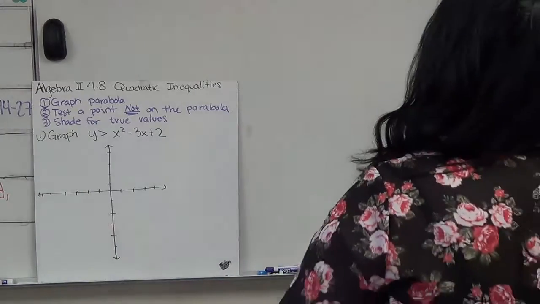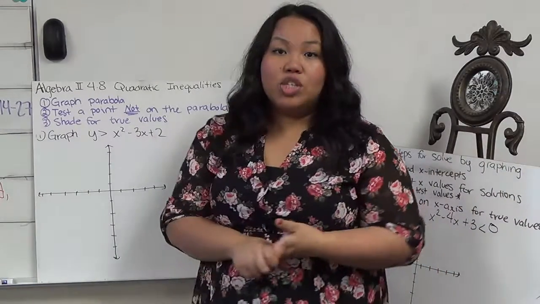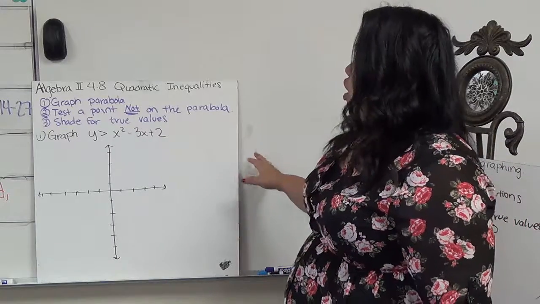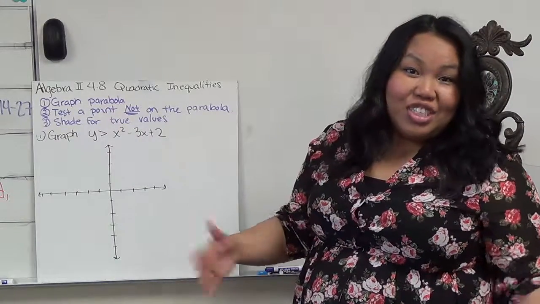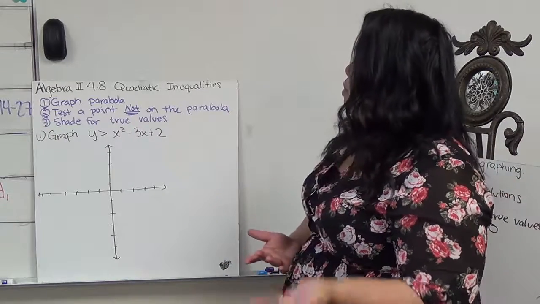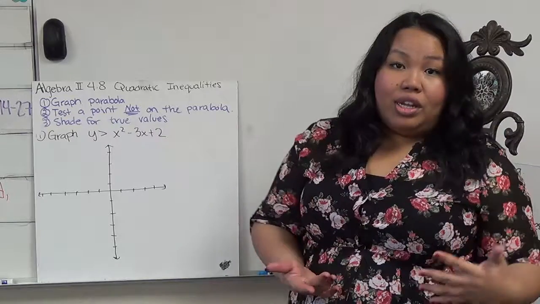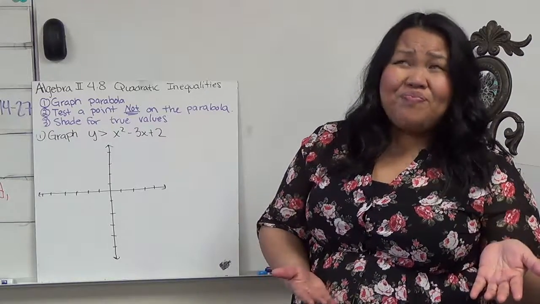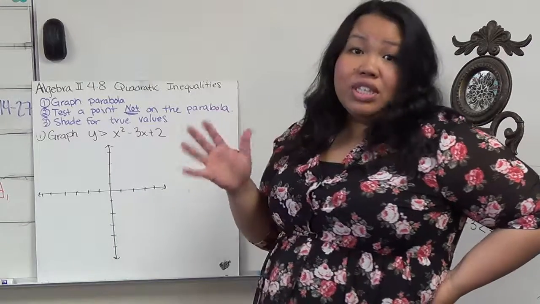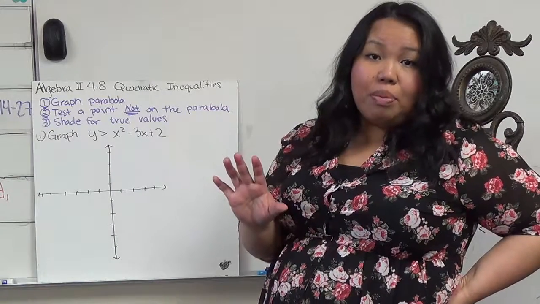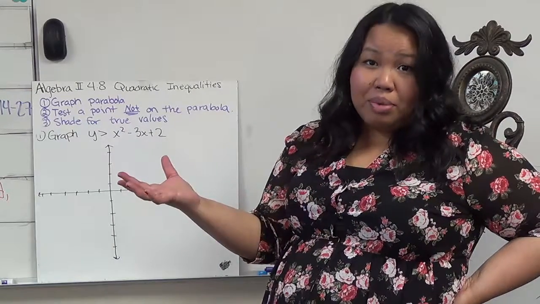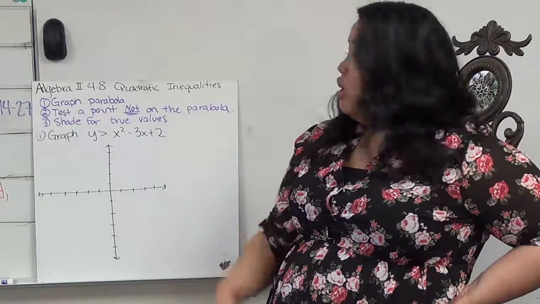In Algebra 2, section 4.8, we're dealing with quadratic inequalities. Now that you guys are experts at graphing parabolas, whether you use the vertex form, a table, or whatever you might want to find, you will now graph inequalities of parabolas. It's very similar to a line. You're just graphing the parabola like you always do, and then you test either inside the parabola or outside the parabola, because you're going to shade one or the other.